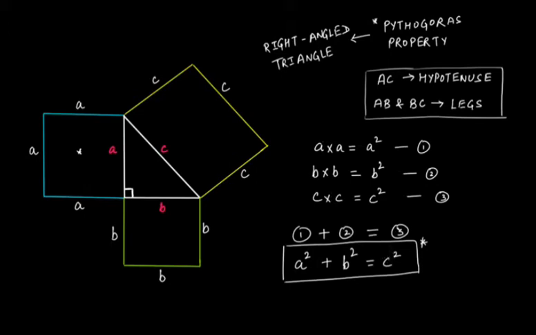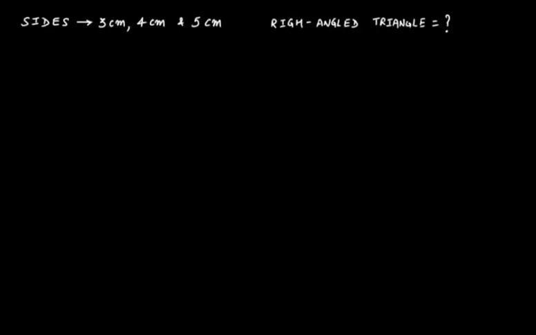And the next important point is that this hypotenuse is the largest side of a right angle triangle. That is, C will be greater than A, and C will be greater than B. That is, C will be greater than A and B both. Okay, so this is really very important. And why is it important? Let's understand this with a problem.